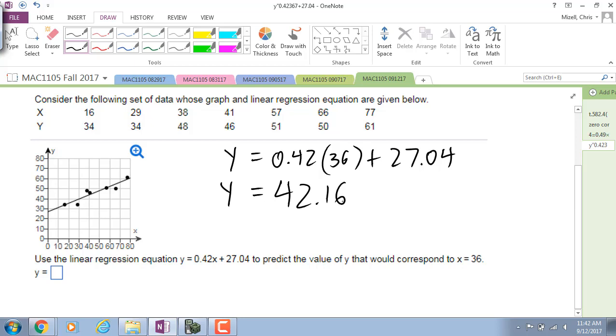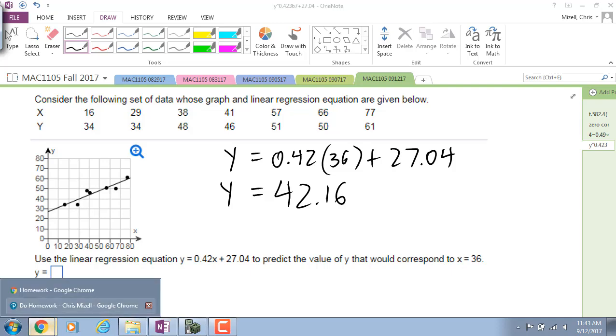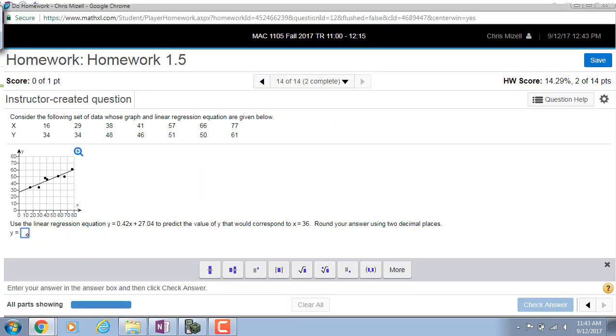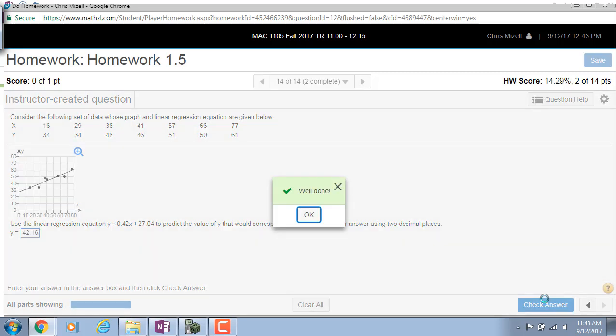And hopefully that kind of makes sense. If we don't have a data point with an x-coordinate of 36, but if these are all pretty much on the same straight line, we would think if we had one that 42 point something would be about where the y-coordinate should fall. It just seems to make sense. So get rid of that since that wasn't actually a data point. But let's see if it likes 42.16. And it's good with it.